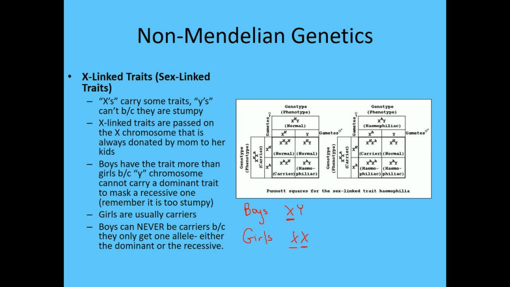Also, girls can be what we call carriers. Carriers basically means they are heterozygous. They don't have the trait. Like I said, most of these are recessive traits, but they can pass it on to their offspring. Some examples I show here are color blindness and hemophilia. Hemophilia is when you don't have the ability to clot blood.